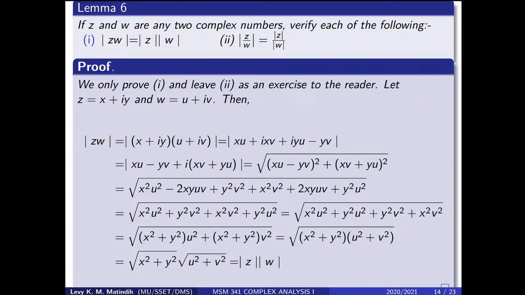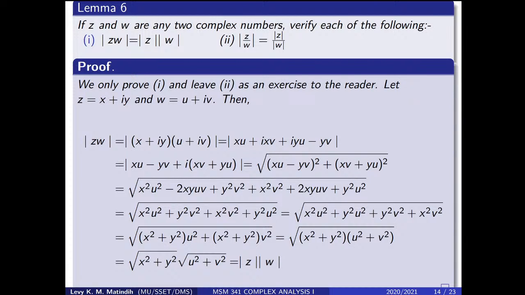So in this lemma number 6, we are just going to prove part 1. Part 2, you can handle from the same point of view. So now we need to show that the left hand side is equal to the right hand side. Let's start. Remember, the modulus of z times w, where z is equal to x plus iy and w is equal to u plus iv. So this is the same as the modulus of x plus iy multiplied by u plus iv.